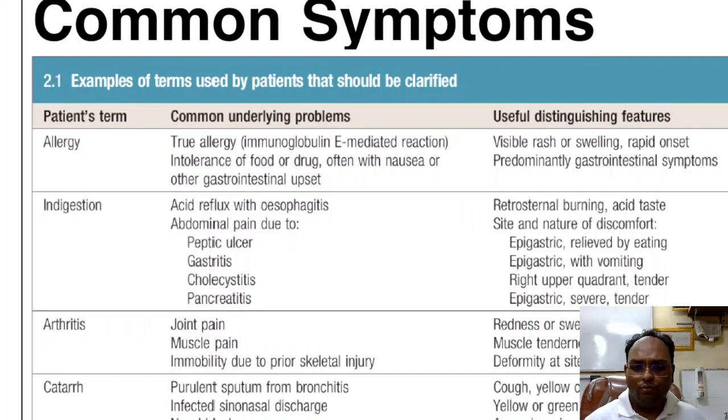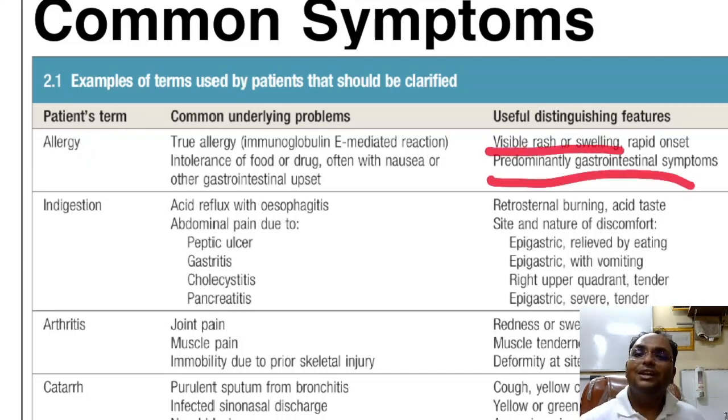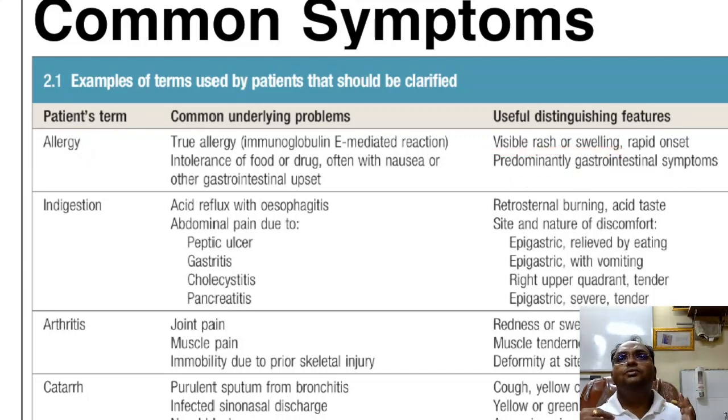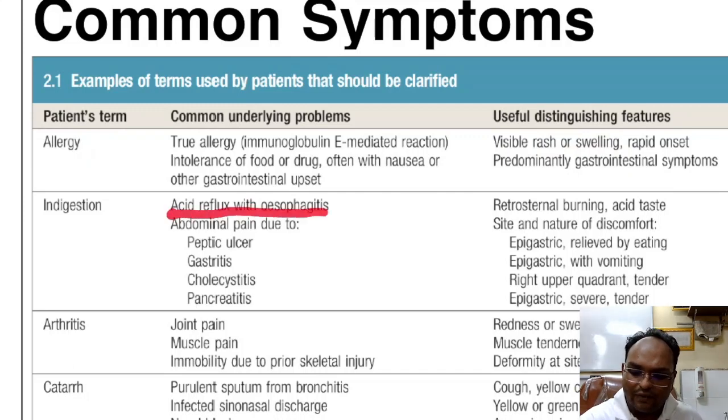What will the patient say, and what will you understand? The patient says allergy. You will have to understand whether it's some rash, swelling, or gastrointestinal symptoms, because in respiratory allergy you will have wheezing, cough. GI allergy you will have diarrhea. Indigestion, you have to understand whether it is just acid reflux, GERD, retrosternal burning, or some specific ailment like peptic ulcer. If relieved by eating, it is duodenal; if precipitated by eating, then gastric.